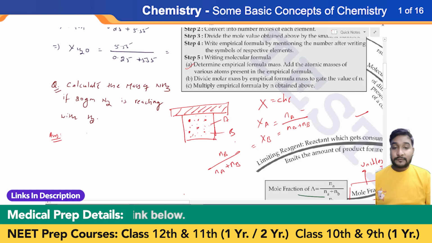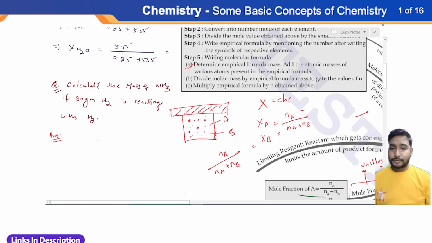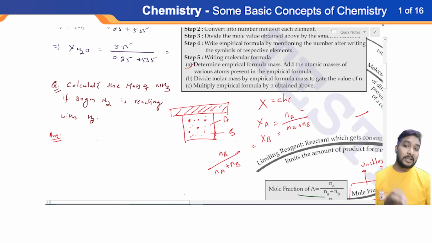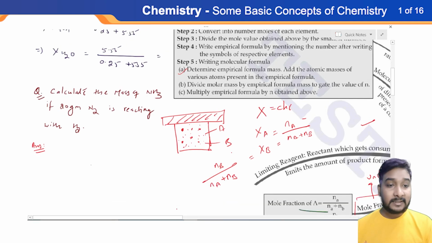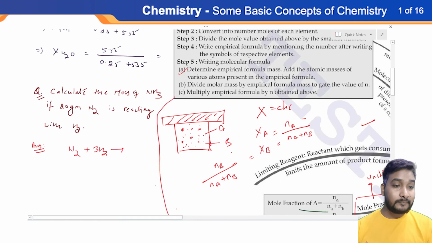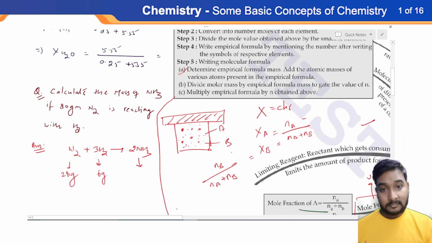Answer. First of all, in any kind of stoichiometry question, please remember that you have to write down the balanced equation. So I'm writing here N2 plus 3H2 gives 2NH3. Okay, now the amount of nitrogen in the balanced reaction is 28 gram, the amount of hydrogen is 6 gram, and the amount of ammonia is 34 gram.